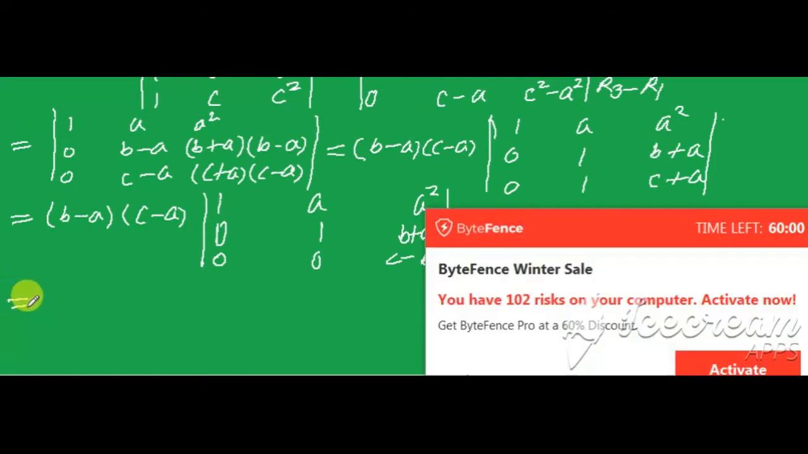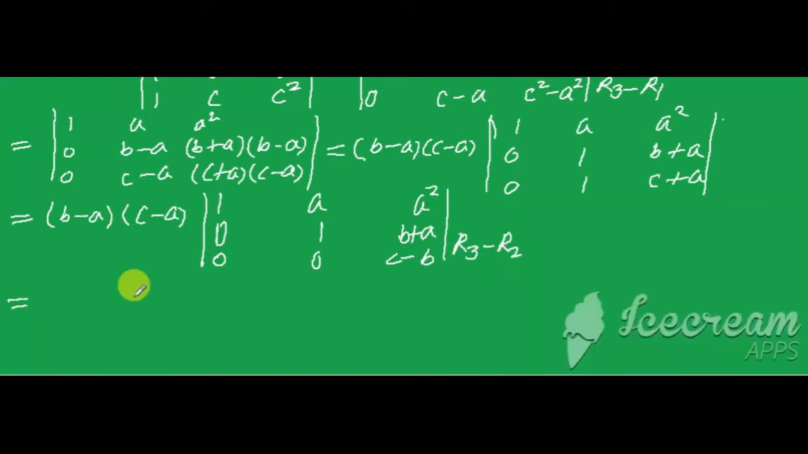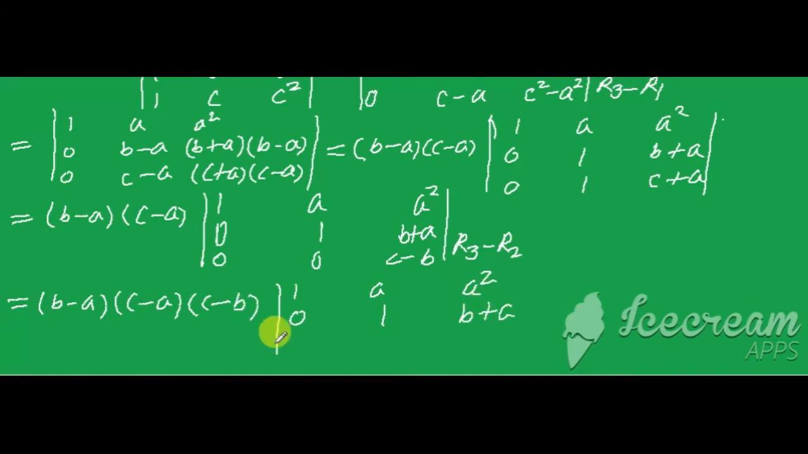Now, as you see, out of the third row, c minus b is common. So outside we get b minus a, c minus a, and c minus b common out of R3. In the determinant, we get 1, a, a square; 0, 1, b plus a; 0, 0, 1. Determinant closed.